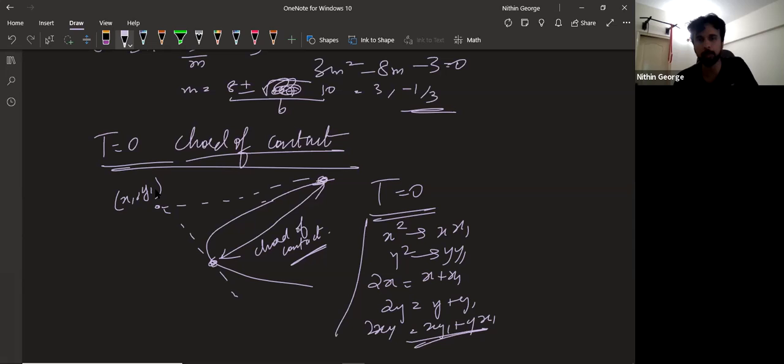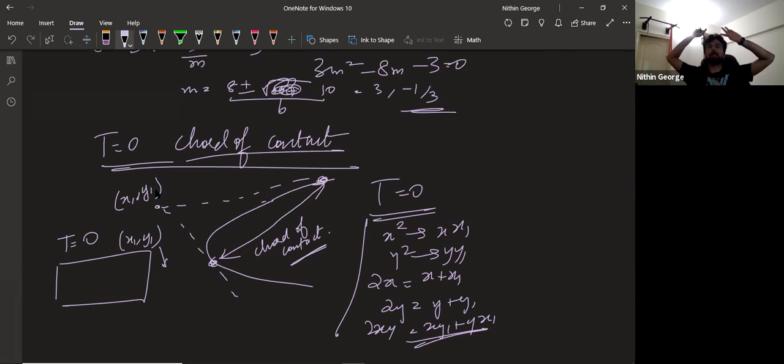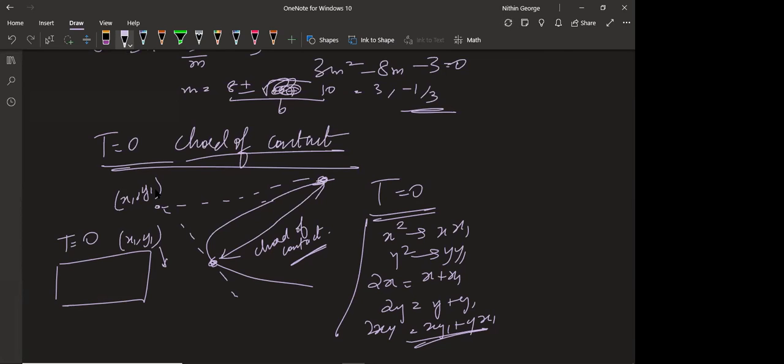So you do this to any conic. You put T equal to 0 to any conic. If the point x1 comma y1 lies on the conic, then you get a tangent. If it does not lie on the conic, then you get a chord of contact with respect to that point. Is this clear? Yes, sir.